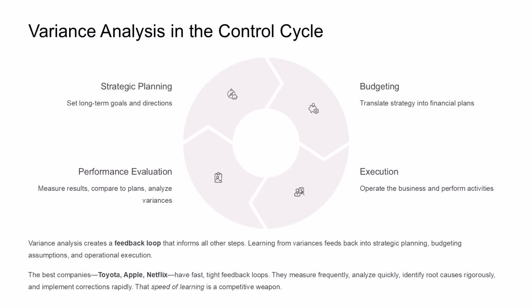Speed matters, discipline matters, and the combination of speed and discipline in your control cycles is what separates good management from great management. Ray Dalio built Bridgewater Associates on the principle of radical transparency and systematic learning from mistakes. Variance analysis, done right, embodies those same principles. Now let's pivot to real-world complexity and talk about how variance analysis adapts to service businesses, not just manufacturing.